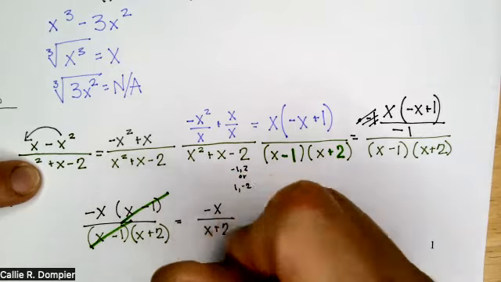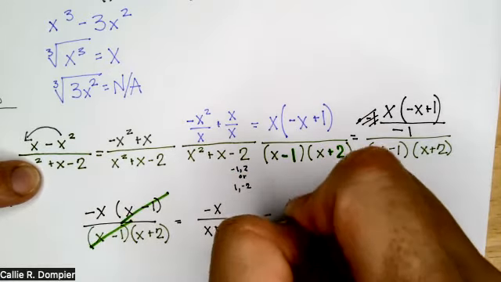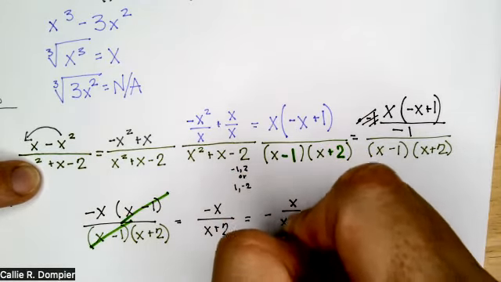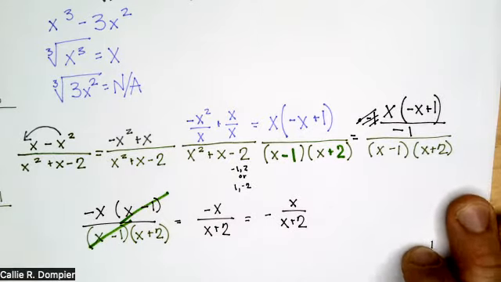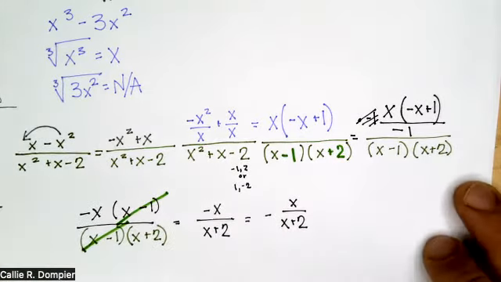and my final answer is -x over x plus 2, which is the same as negative x over x plus 2, which is why it doesn't matter if you use the bottom or the top to divide by -1. You do this when they look alike, but with opposite signs. So that is just simplifying rational or fractional expressions.